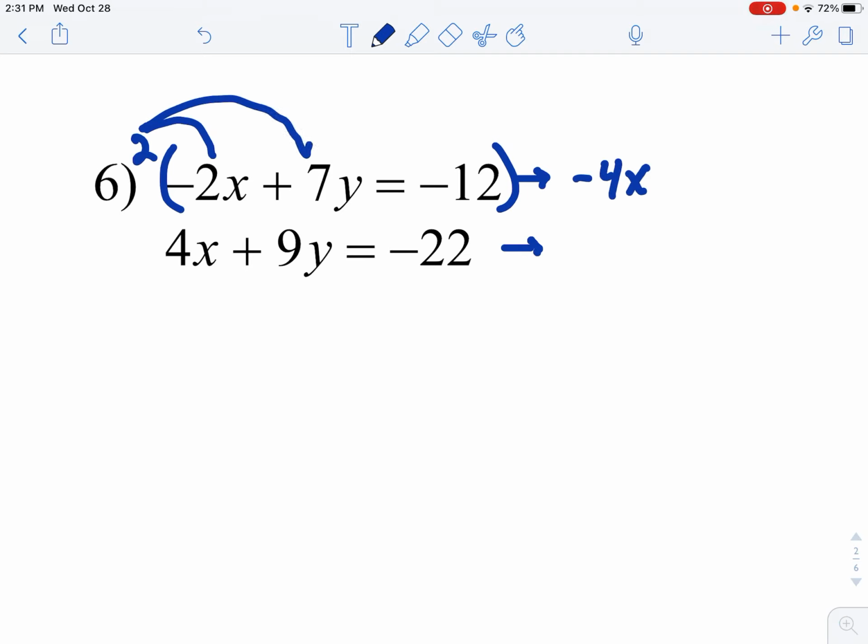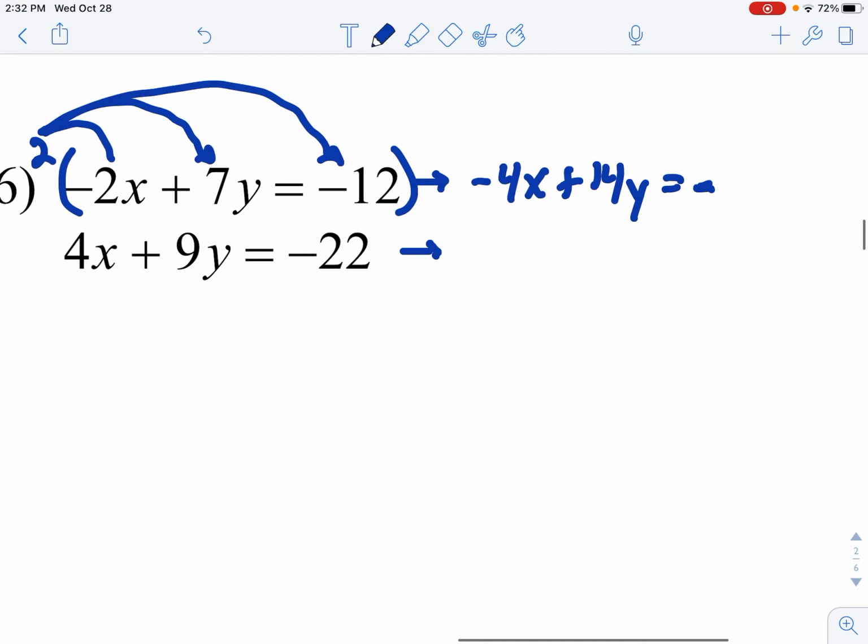Then you also have to distribute it here and get plus 14y, and then distribute it here: 2 times 12 is 24. The second equation, you don't have to distribute anything because we want this 4x right here, so it'll cancel out with that negative 4x. So just copy it over.